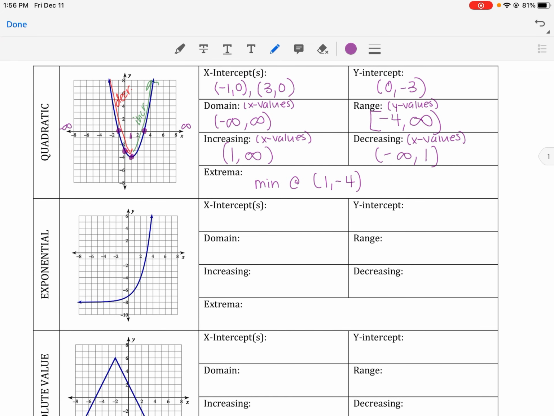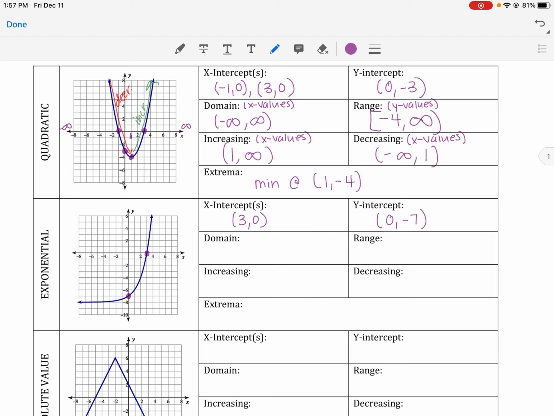All right, let's look at the next one. Let's start with our x-intercept. It crosses the x-axis here at 3, so (3, 0). The y-intercept crosses the y-axis down at -7, so (0, -7).